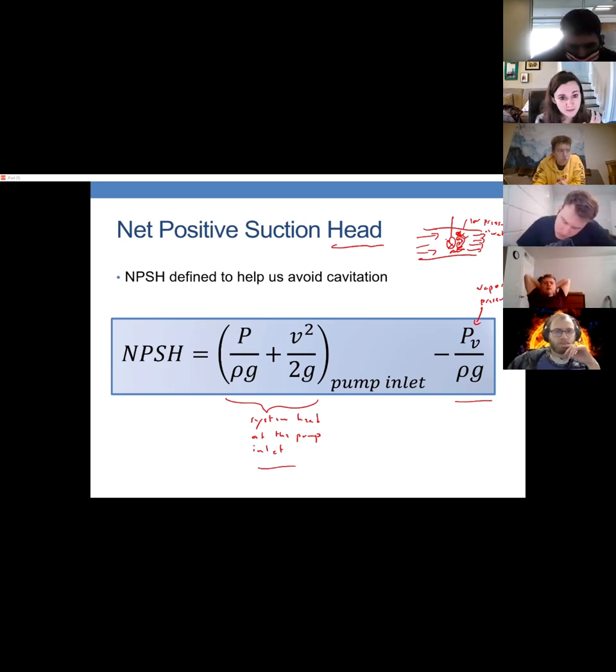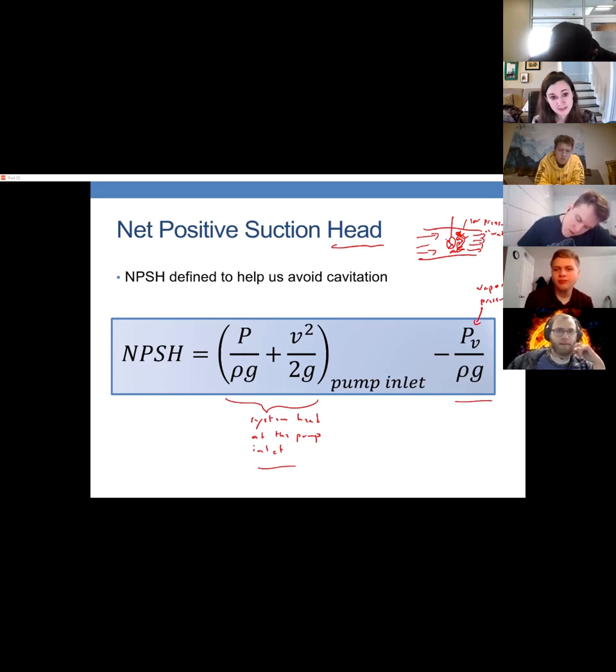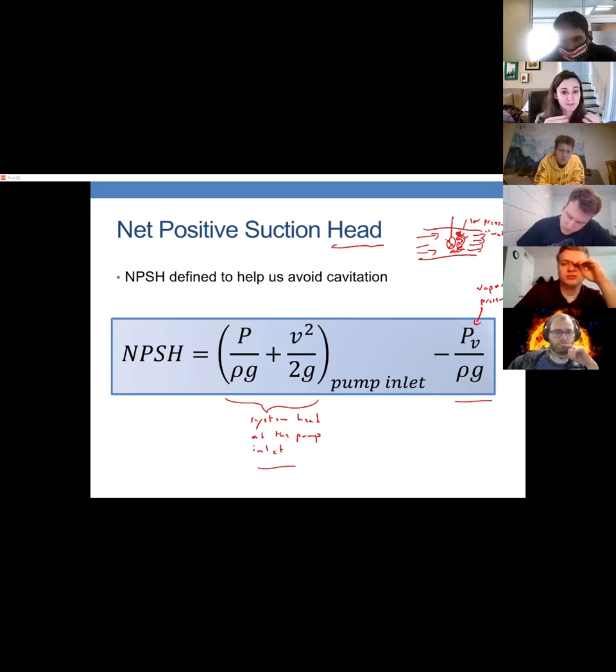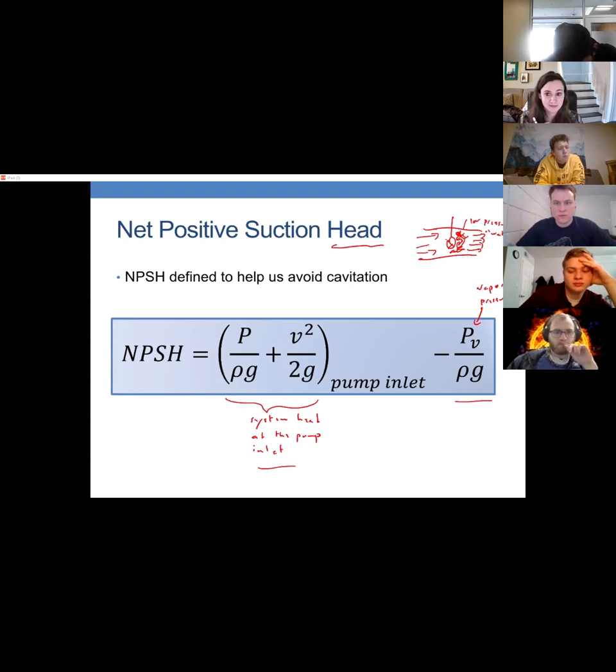If the pressure is literally at the vapor pressure just as it's going into the pump, it will probably drop below the vapor pressure somewhere inside. And so we want some amount of wiggle room. That's why this is the net positive head. And it is a suction head because at the beginning of the pump is when the fluid is getting sucked in.